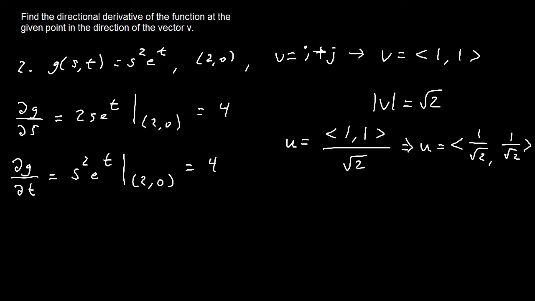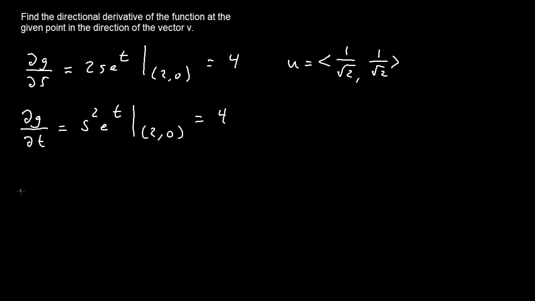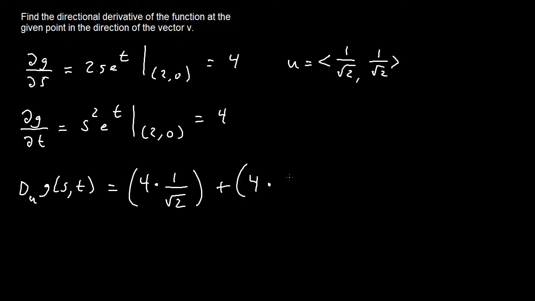So now let's go ahead and write out the formula for the directional derivative. So d sub u, this time we have g, the function g in terms of s and t. So that is going to be equal to the partial derivative of g with respect to s evaluated at the point 2, 0, which we found to be 4, times a, or the x component of the unit vector, 1 over the square root of 2, plus the partial derivative of g with respect to t evaluated at 2, 0, which was 4 as well, times b, or the y component of the unit vector, 1 over the square root of 2. So then we'll get 4 over the square root of 2 plus 4 over the square root of 2.